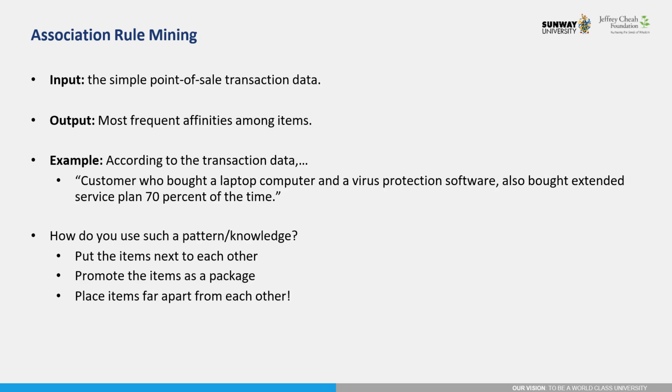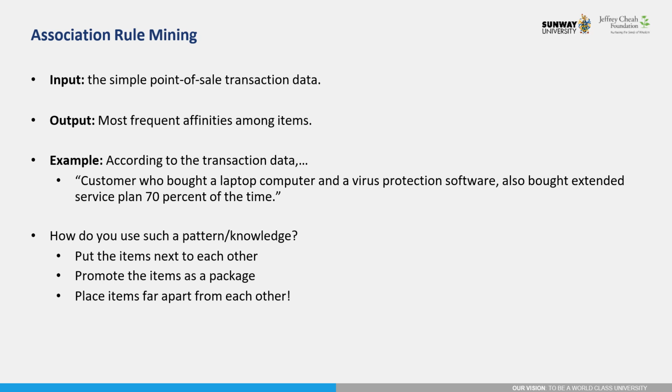So association rule, like input, output. All of these methods actually have an input: the transaction data, and then the most frequent items among them. For example, according to the transaction data, customers who bought a laptop computer and virus protection software also bought the extension services plan 70% of the time. So now you need to think about how you use this pattern knowledge.